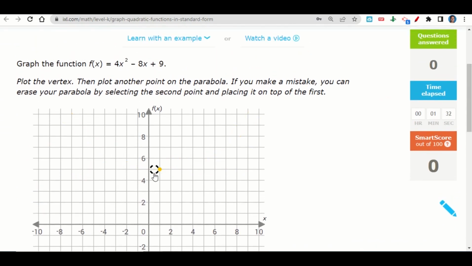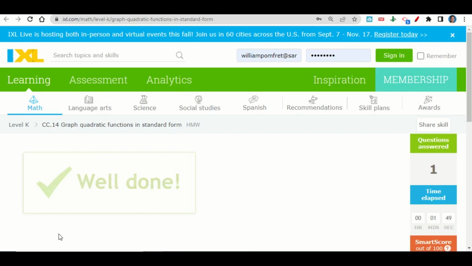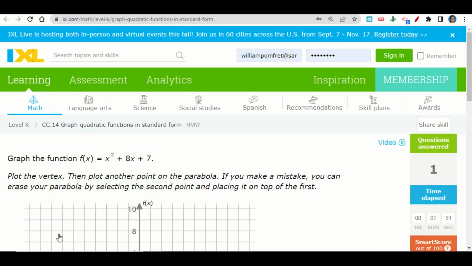So let's plug in 0 for x because that's close to 1. So when x is 0, we get 4x squared, so that's just 0, and minus 8x, which is 0. So when x is 0, y is 9. So we just go ahead and plot that point there. Click submit. It tells us we got it right and gives us another one.